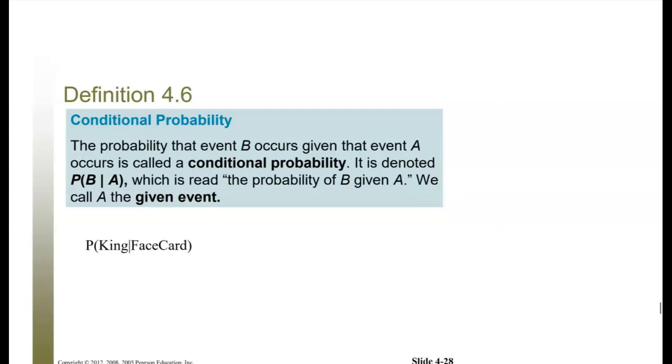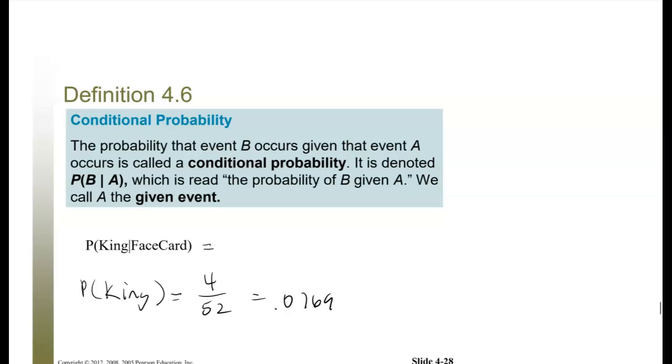So let's talk about this for a second with something we're familiar with, which is a deck of cards. We know we can take the probability of a king in a deck of cards. Well, it's 4 out of 52, which is 1 out of 13, which of course reduces to 0.0769. But what if I place a condition on that probability? And now I want to know, what's the probability of a king given that you have a face card?